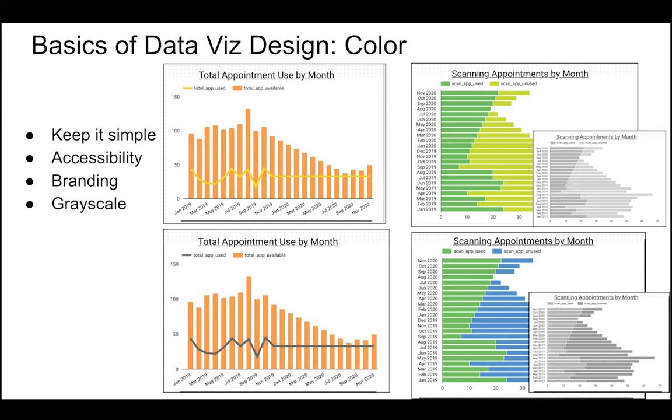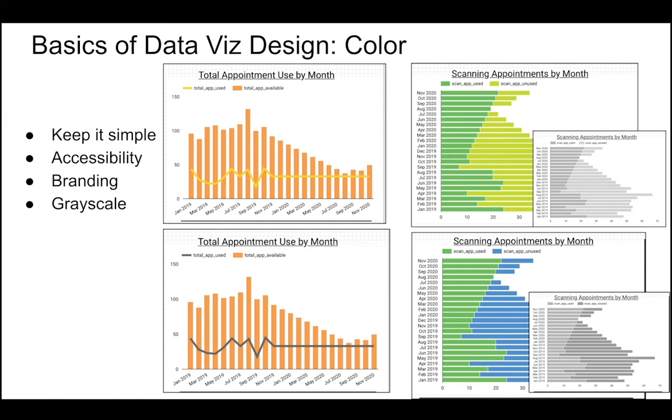Depending on where the data is published, you may need to prioritize color accessibility, your library's branding, and the ability to print in grayscale. A good practice to gauge readability is to squint at your data viz to see if you can still interpret the content. It sounds silly, but it really works.